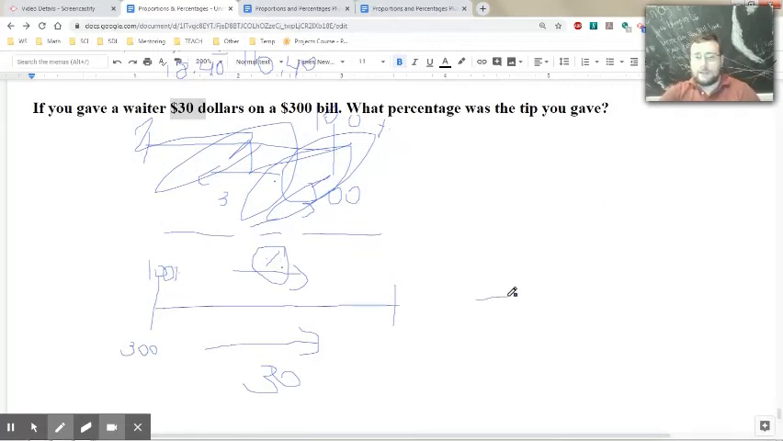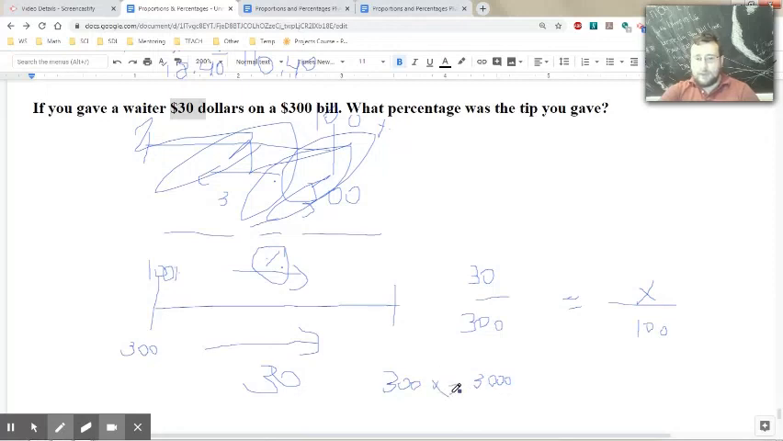All right, so then I set up an is-of diagram. Setup, 100 always goes on the right. And then I have the percentage, what I'm looking for, so I put an X for that. The original is 300, I put it down here. And then I know that my tip is 30. Okay, so then I just cross multiply. 30 times 100 makes 3,000. And 300 times X makes 300X.